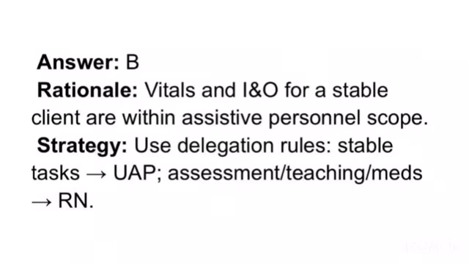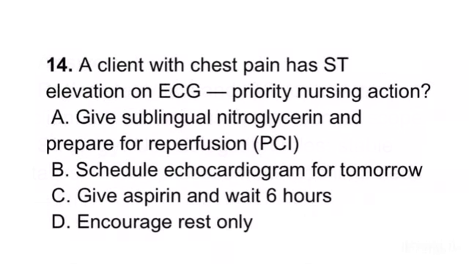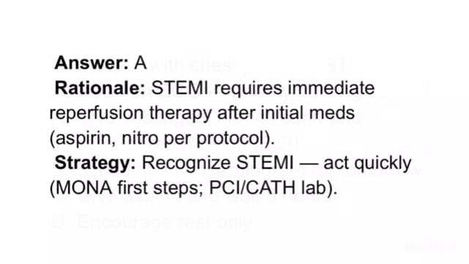Strategy: use delegation rules, stable tasks to UAP, assessment/teaching/meds to RN. 14. A client with chest pain has ST elevation on ECG. Priority nursing action? A. Give sublingual nitroglycerin and prepare for reperfusion, PCI. B. Schedule echocardiogram for tomorrow. C. Give aspirin and wait 6 hours. D. Encourage rest only. Answer: A. Rationale: STEMI requires immediate reperfusion therapy after initial meds, aspirin, nitro per protocol. Strategy: recognize STEMI, act quickly, MONA first steps, PCI/cath lab.